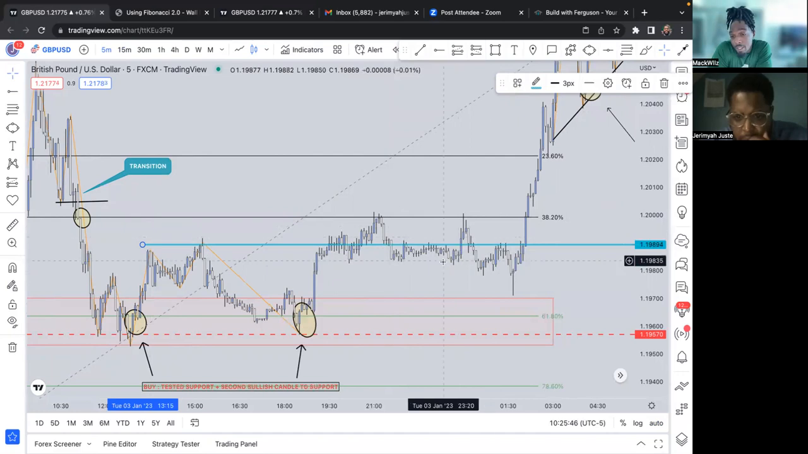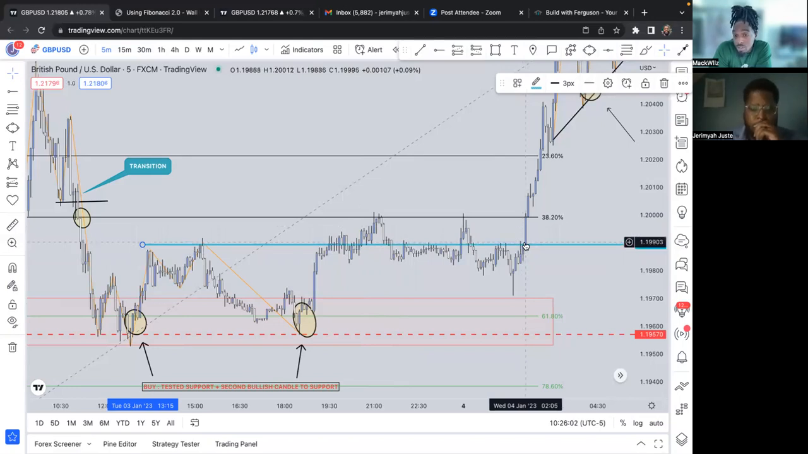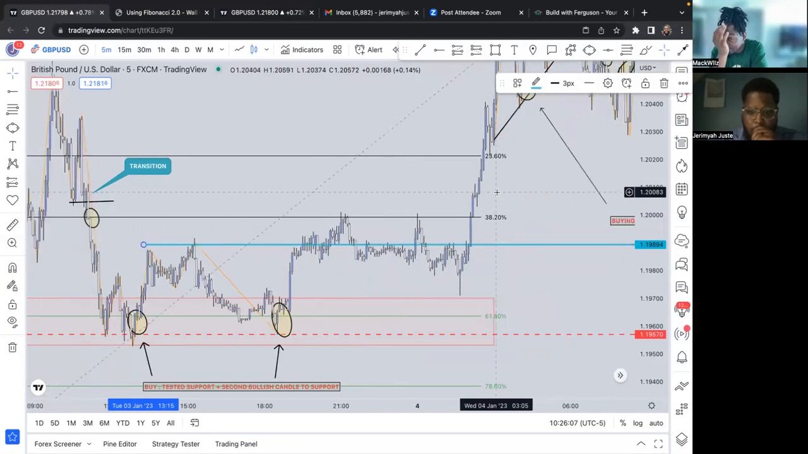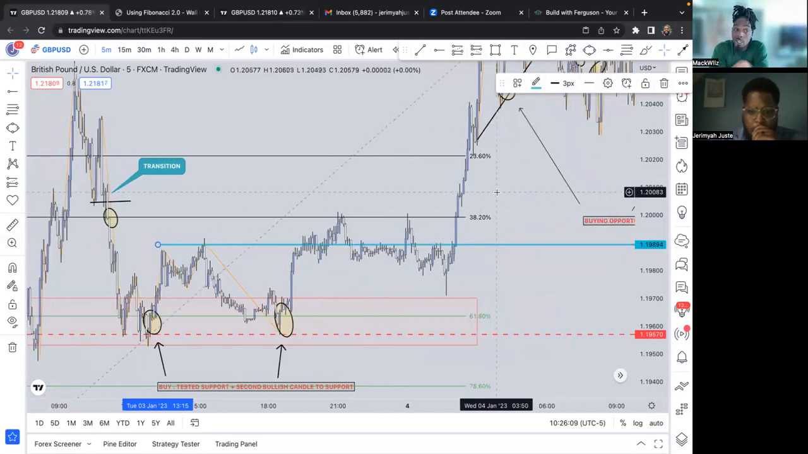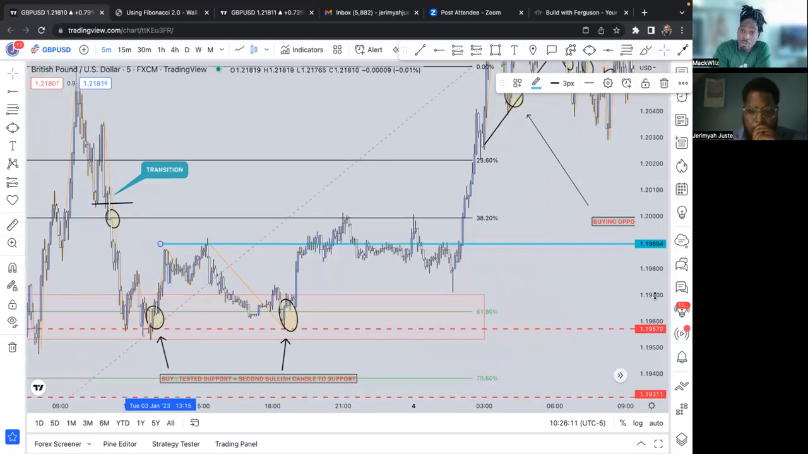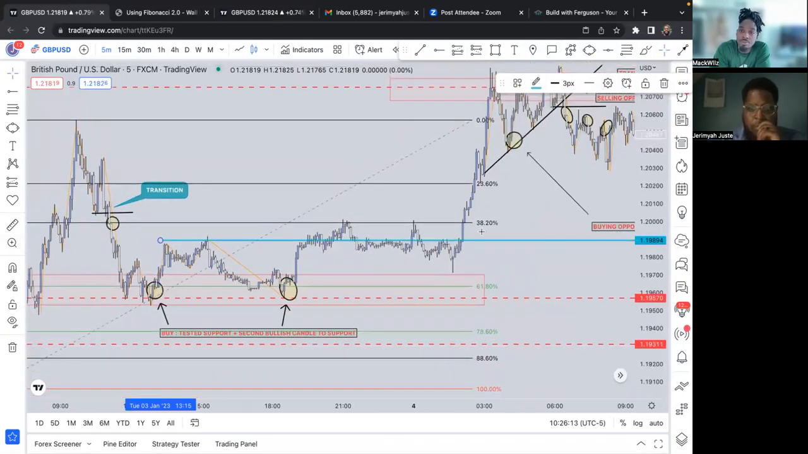And then it came and gave you that last kiss on your exhaustion zone. That would have been a perfect entry, but if not, you could have waited on that candle right there, and that would have been a good entry. The stop loss could have been right at the tip of your exhaustion zone, and then you could have taken that up to its negative 27% for your TP. Wow, and that's exactly where it went to.